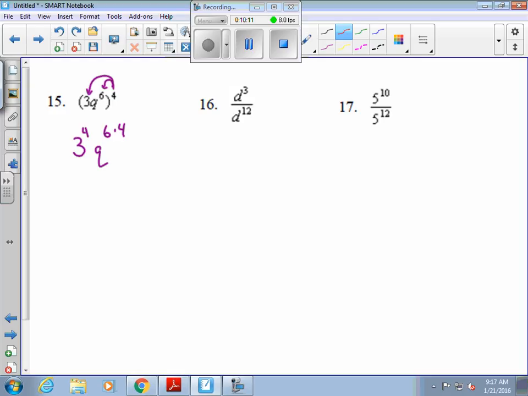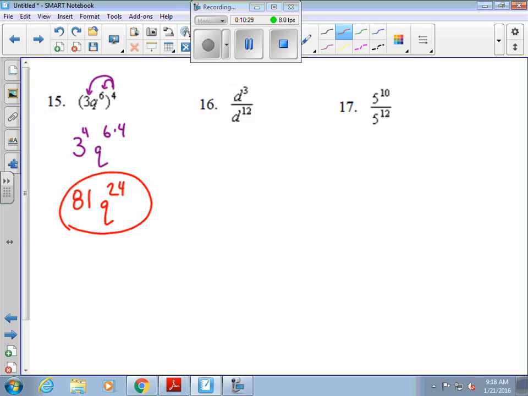So again, you can use your chart if you don't want to do 3 times itself 4 times. Just go to 3 and go over to the fourth power, and you can see that it is 81. 3 times itself 4 times is 81. Q to the 6 times 4 is q to the 24th power.